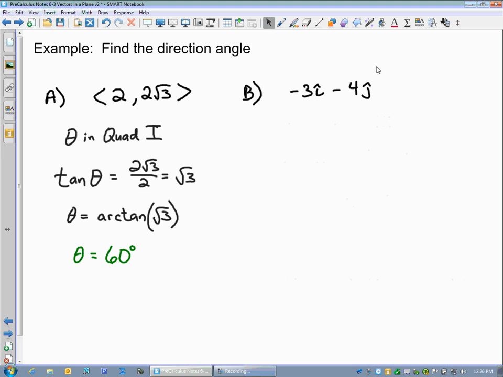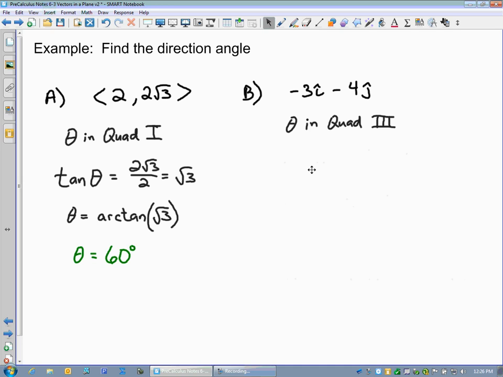All right, now for our next problem, this is the one where you have to be careful because this is from the origin. We're going -3 and then -4. So that's left and down. That's going to put us in quadrant 3. So that's something I'm going to write down because that's going to come into play later.